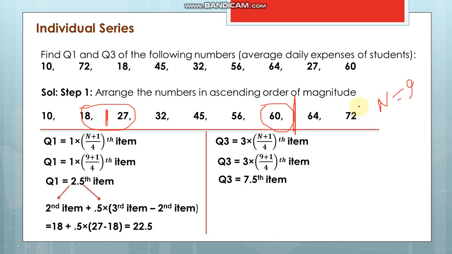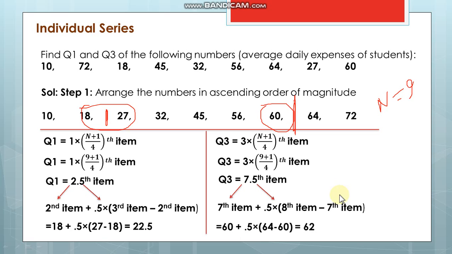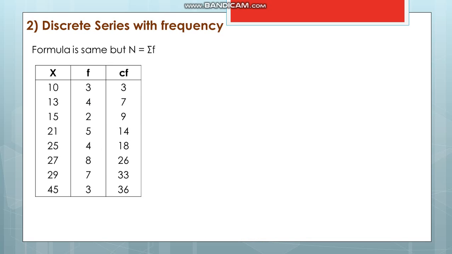So how do I segregate? This segregation should come like 7th item plus 0.5 into 8th item minus 7th item. What is my 7th item? 60. 60 plus 0.5 into, what is my 8th item? 64. 64 minus 60. So the answer is 62. So my quartile 3 is 62.